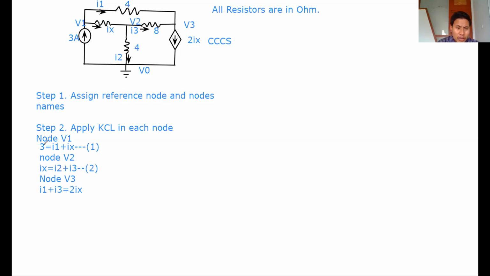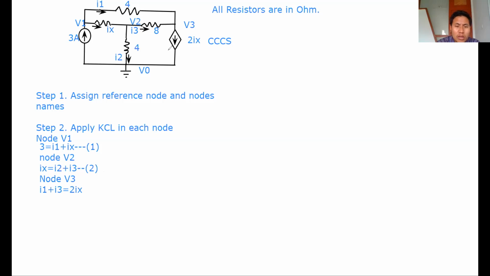Now, in the second step, I'm applying Kirchhoff's current law. At node V1, we have 3 ampere current entering, and then I1 and I2 are moving away from node V1. So 3 is equal to I1 plus I2. Let's name this equation 1. For node 2, again we have 3 branches. Ix is entering this node, and I2 and I3 are moving away from node V2. So Ix is equal to I2 plus I3. Let's name this equation 2.